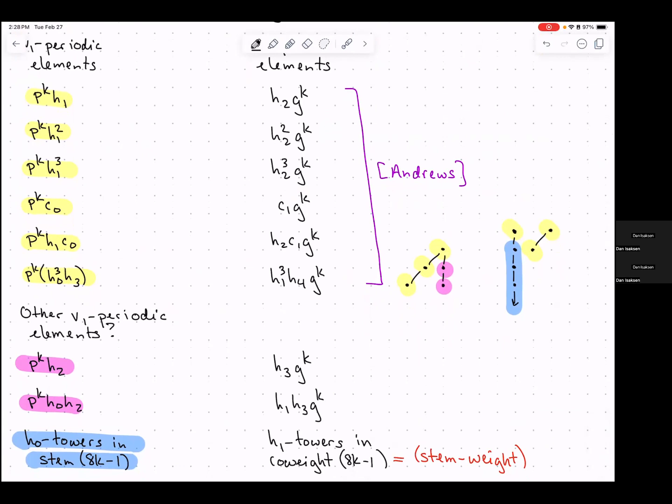We just talked about this guy doesn't survive. This bottom one doesn't contribute to stable homotopy. This is, of course, what happens. This one, this H1, H3, this one does survive, and so okay, fine. And then so that settles those two guys.